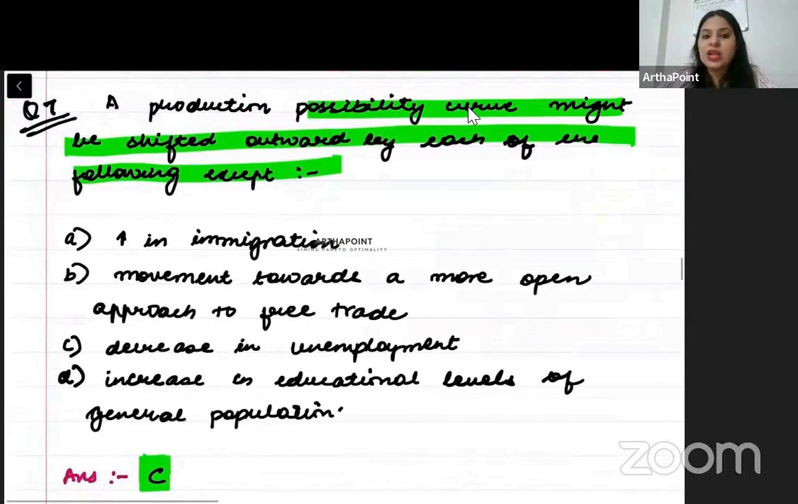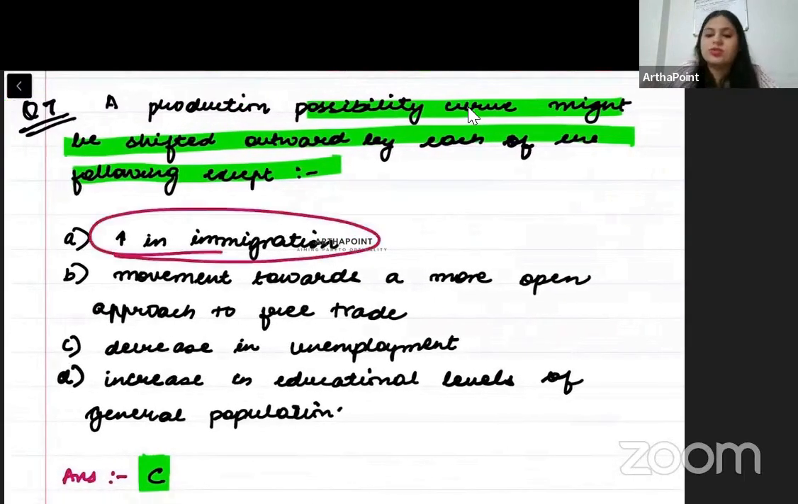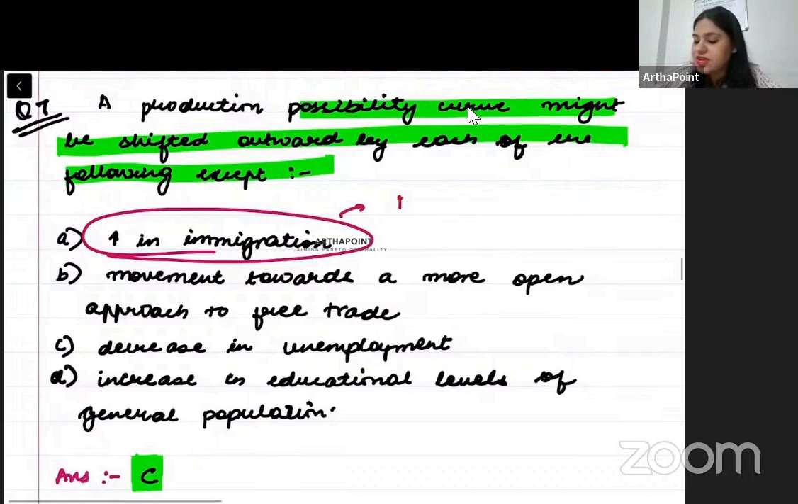Okay. Increase in immigration. So if you have more labor coming from outside the country, that means this is simply an increase in resources. So this is correct. It can shift my PPC outwards.